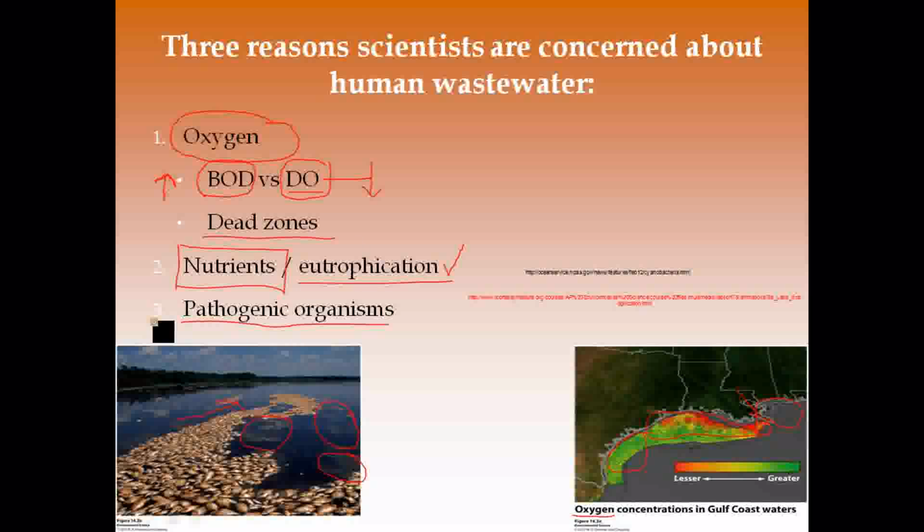The third thing we worry about is pathogenic organisms. Everybody remember what pathogenic means? Pathos means danger or death, and genic is genesis or the starting of. So pathogenic organisms are organisms that cause us harm, organisms that are disease-causing.